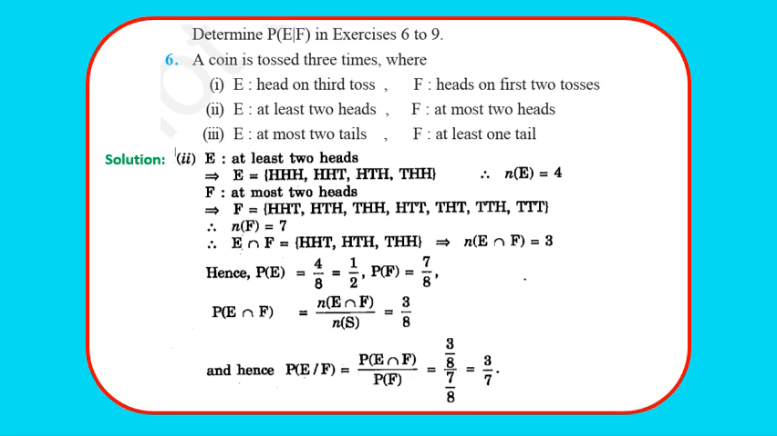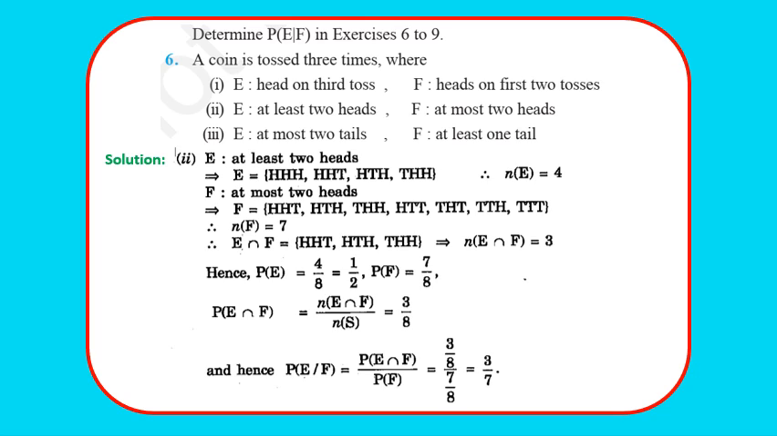Next we have question 6. Determine P(E|F) in exercises 6 to 9. Question 6 is, a coin is tossed 3 times, where 3 parts are there. I am solving the second part for you. There is E, at least 2 heads, and F, at most 2 heads.